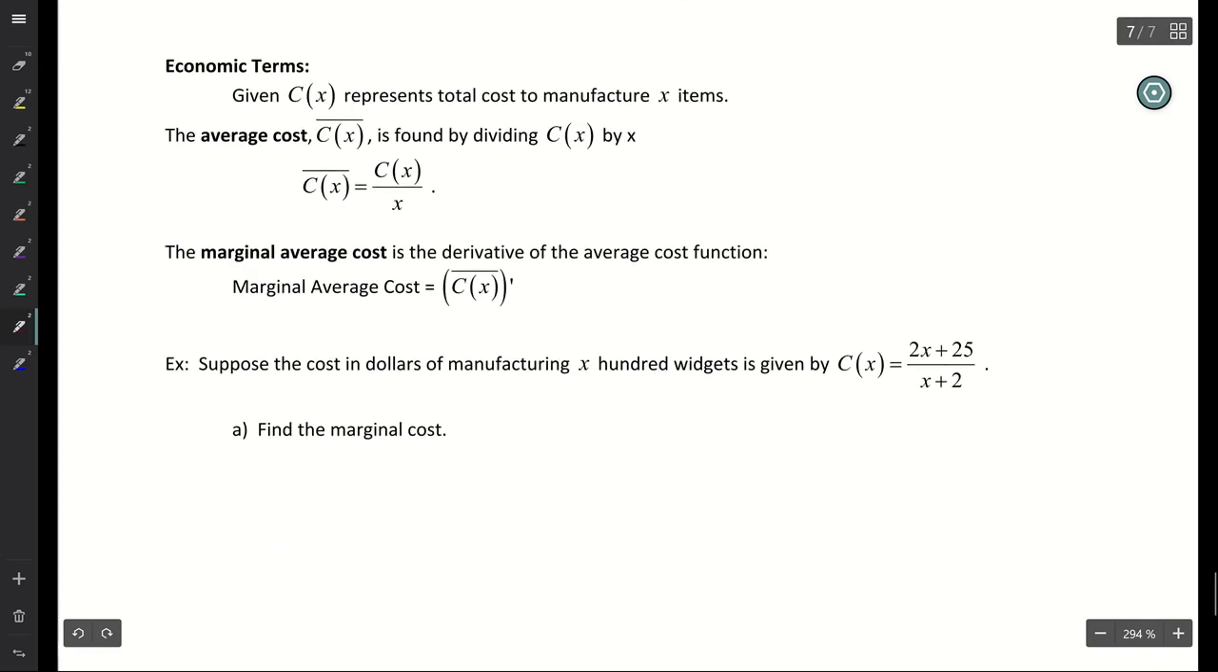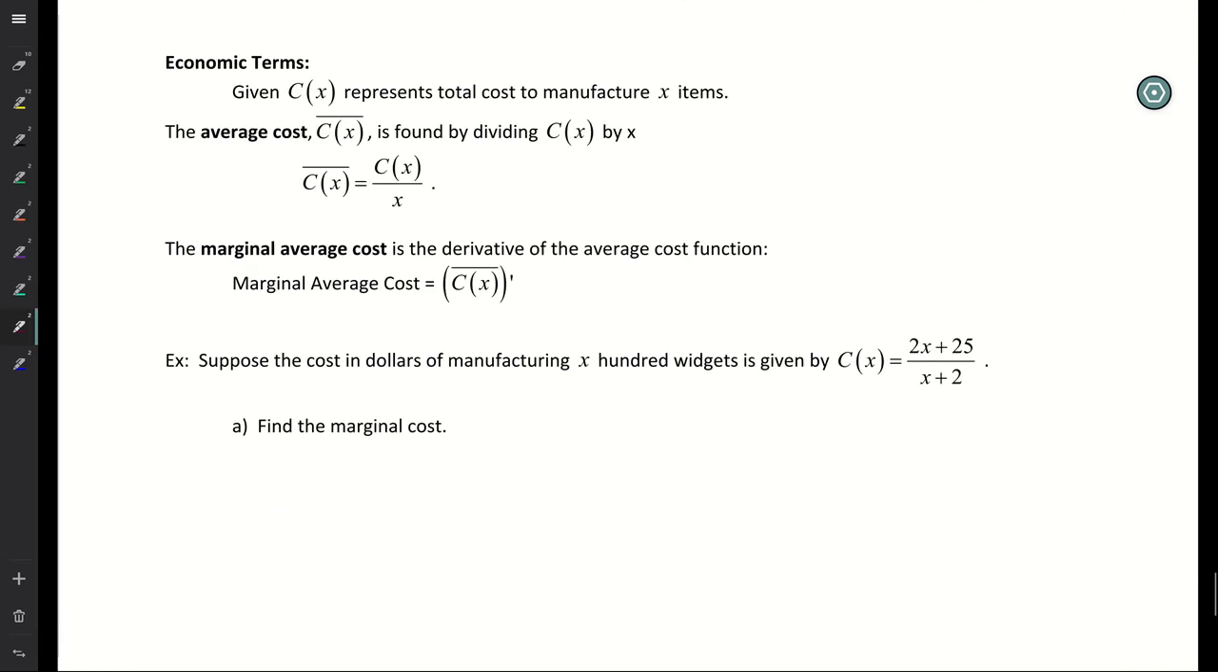All right, let's look at some more economics type applications. So if we're given that C of x represents the total cost to manufacture x items, then there's this thing that we call average cost. The average cost, we use a particular type of notation. Y'all see here, basically it's my C of x function with that horizontal bar over the top of it. So do be careful there.